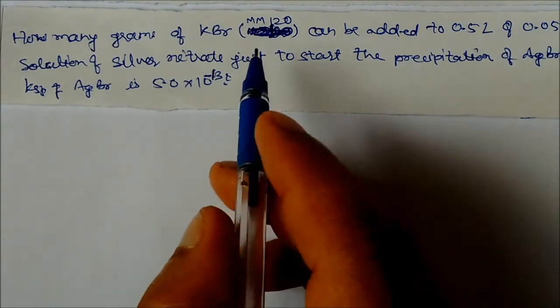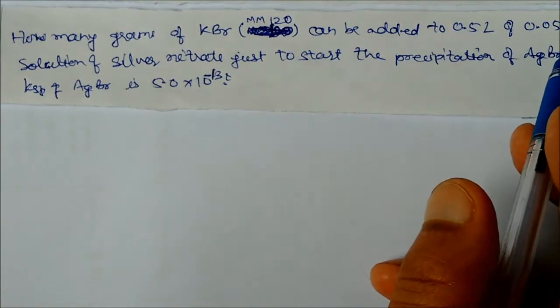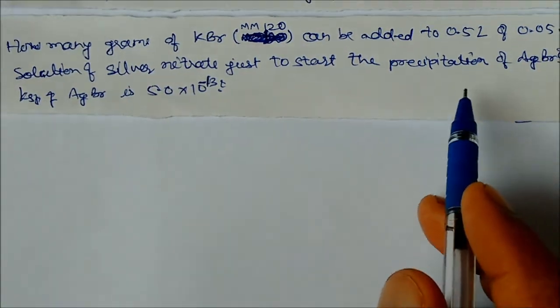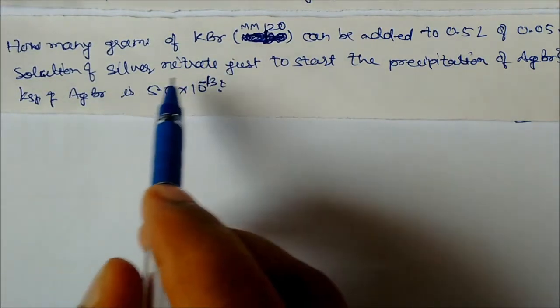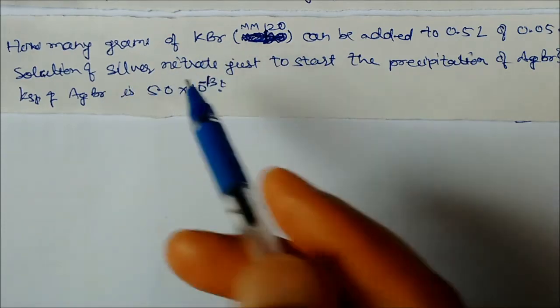How many grams of KBr, whose molecular mass is given, can be added to 0.5 liter of 0.05 molarity solution of silver nitrate just to start the precipitation of AgBr? Okay, so we are adding KBr to silver nitrate solution. Definitely silver will react with the Br and it will precipitate.